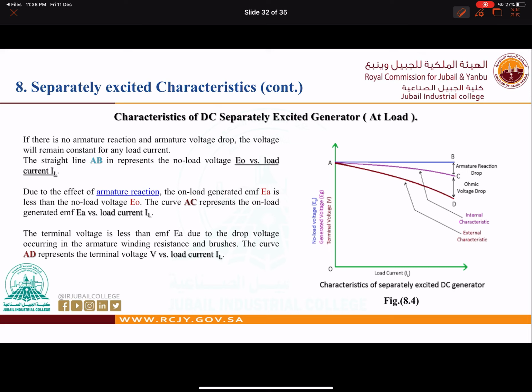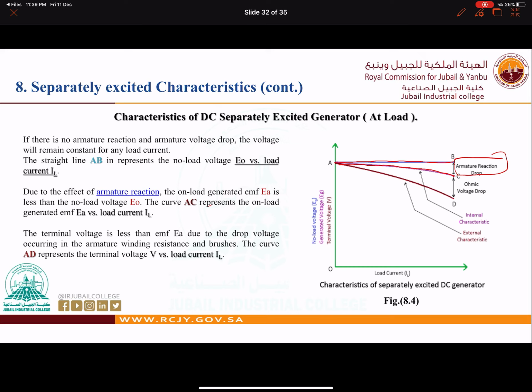Now, for the second one, due to the effect of armature reaction, the on-load generated EMF EA is less than the no-load voltage. You know this, of course, because we have armature reaction. Can you see? This is the straight line, and this is the ideal line. If we have an armature reaction, this voltage is going to be dropped. So this is the drop of the armature reaction.